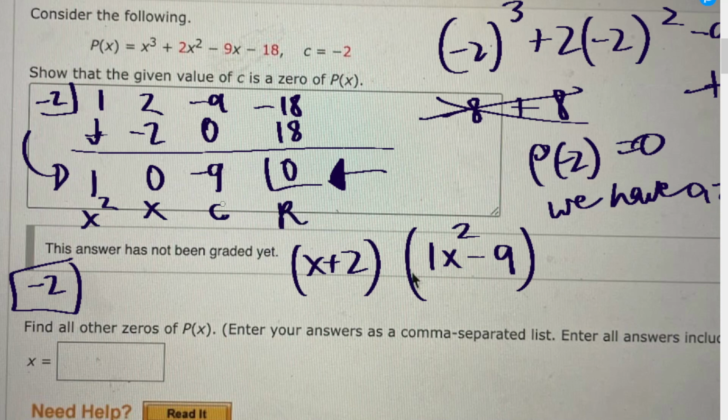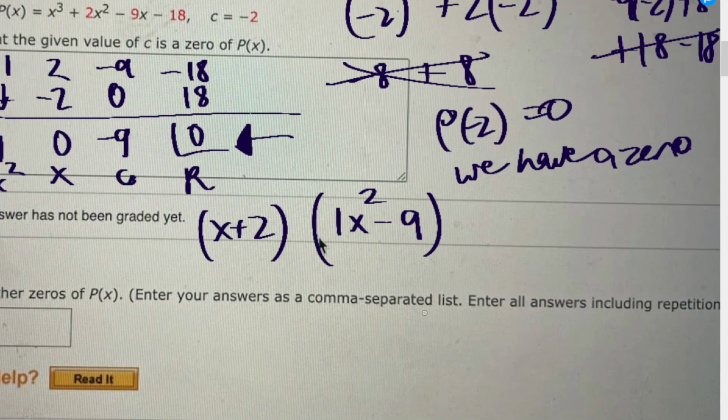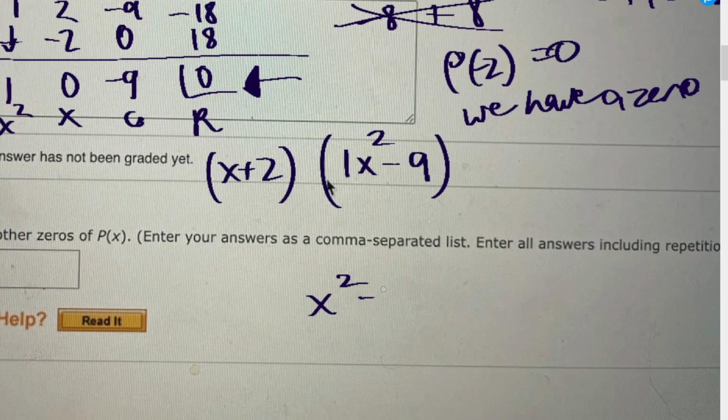The remainder would usually be divided by whatever we're dividing by, but since there's no remainder, it won't be divided by anything. We know this x plus 2 factor gives a zero, and that's done and good. It's not one of the other zeros because we already figured out it's the zero they're talking about. So let's focus on x squared minus 9.